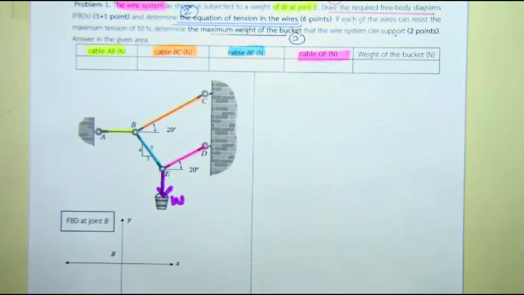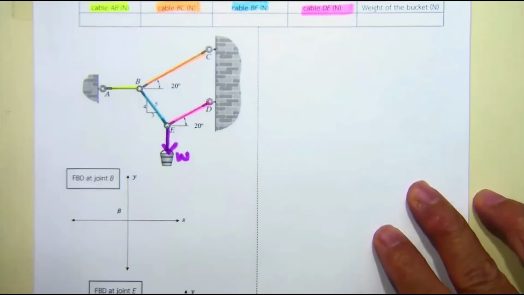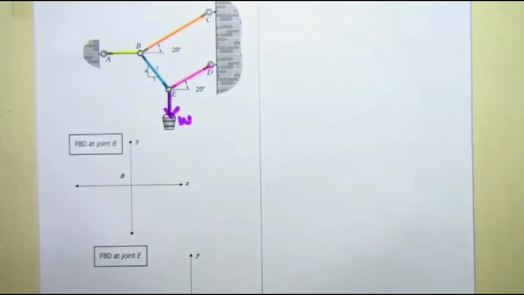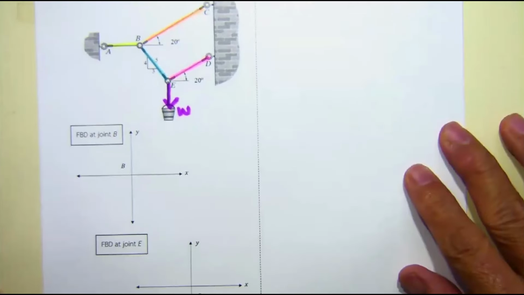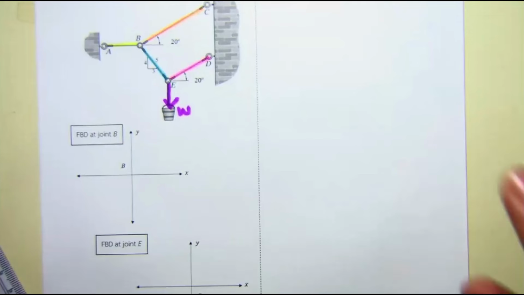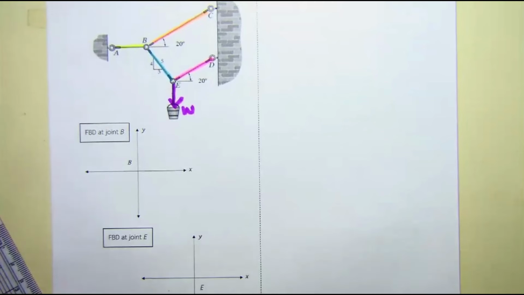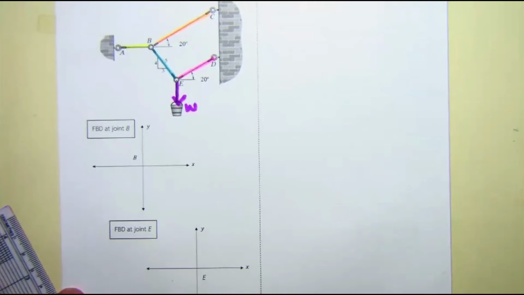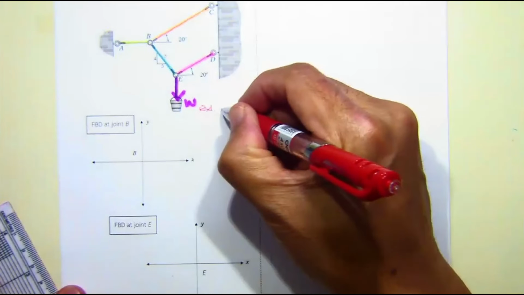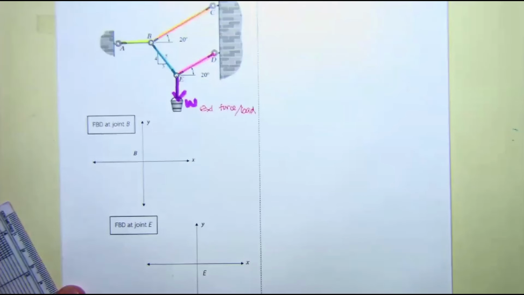So let me move you down over here. Okay, there are point B and point E. That's going to represent our system. Now, which free body should you start first? In my recommendation, we start with the external force or external load. We always start with that one.